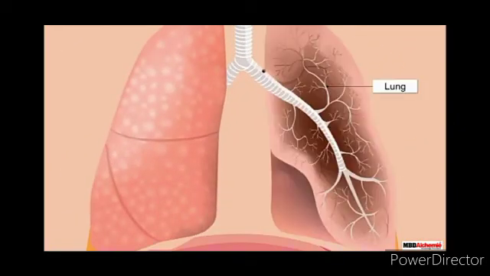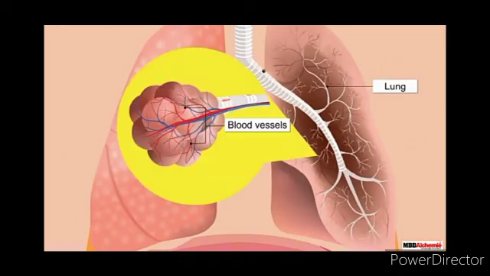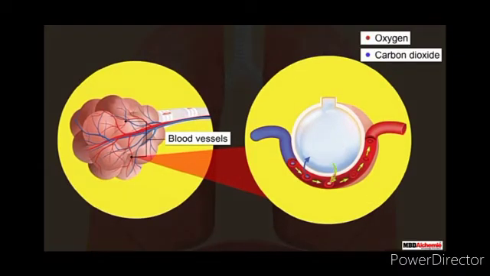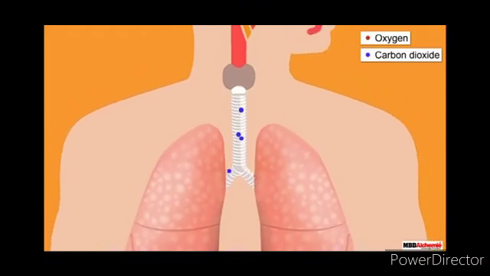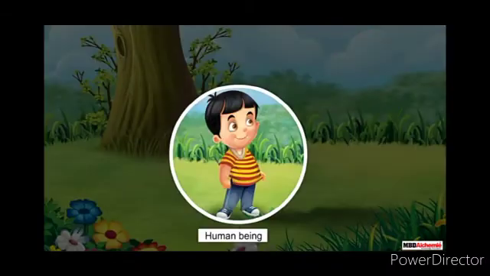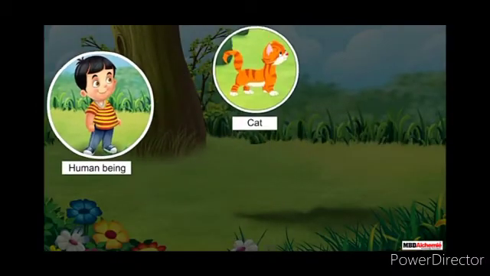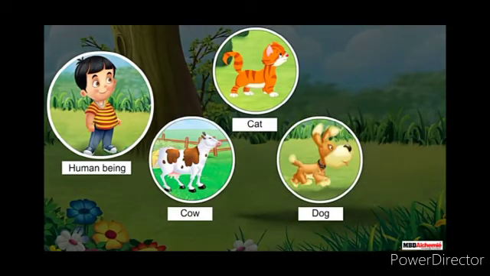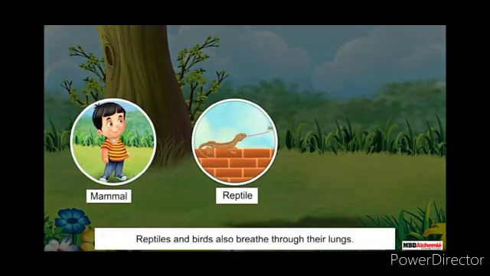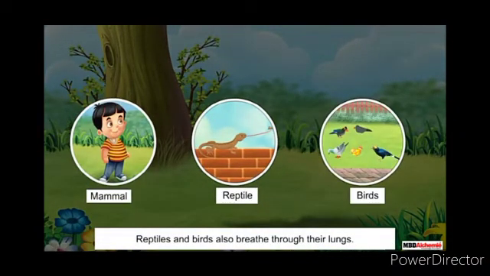Inside the lungs, there are numerous blood vessels. Through these blood vessels, gaseous exchange takes place between the lungs and blood. The oxygen moves from the lungs into the blood, while the blood releases carbon dioxide into the lungs. This carbon dioxide then moves from the lungs to the nose and then out of the body. Like human beings, all mammals such as cat, cow, and dog breathe with the help of their lungs. Apart from mammals, reptiles and birds also breathe through their lungs.